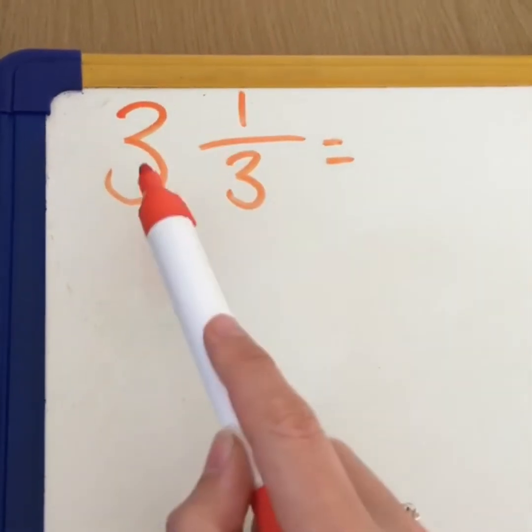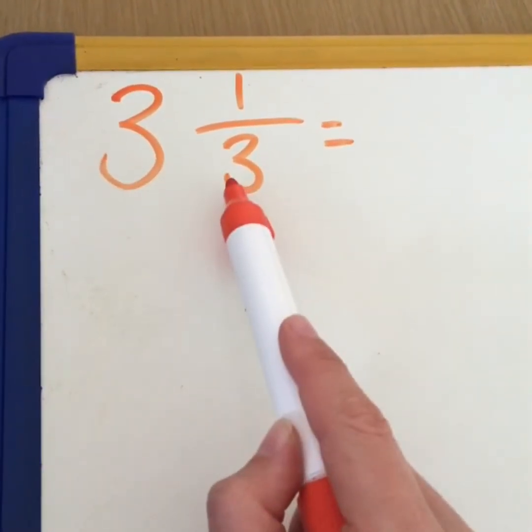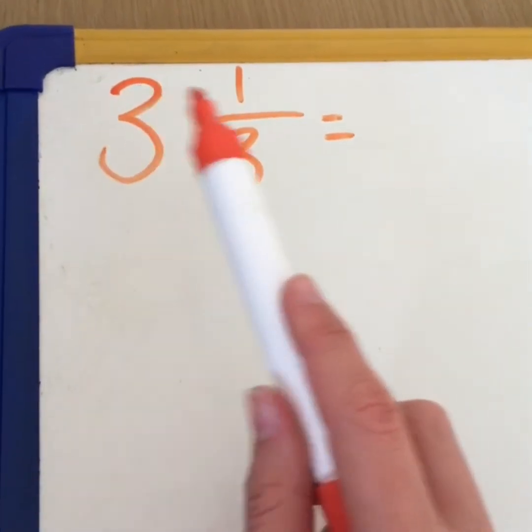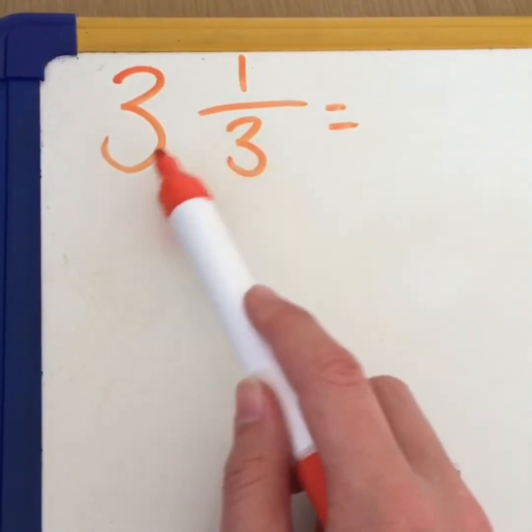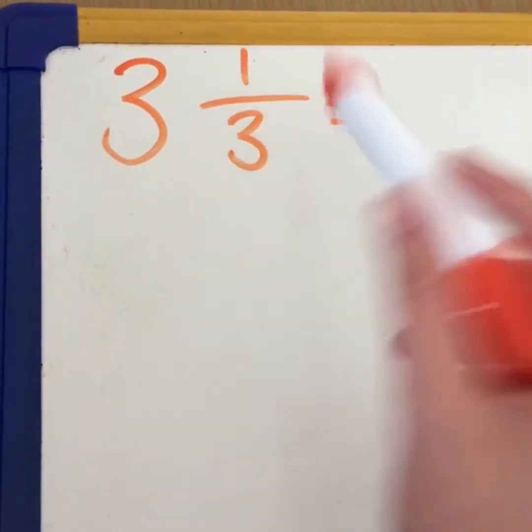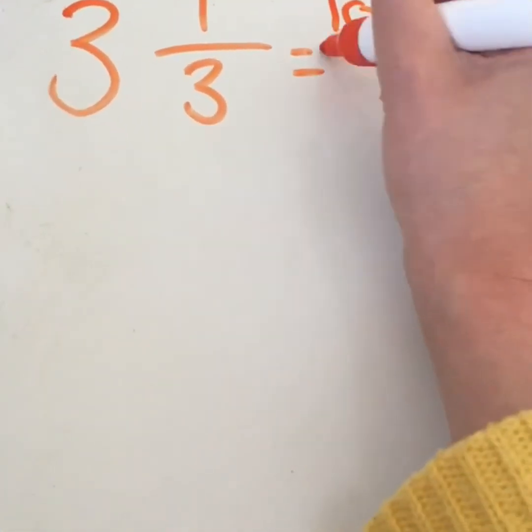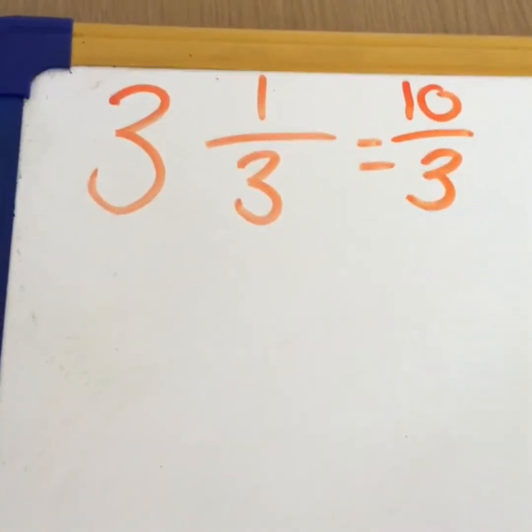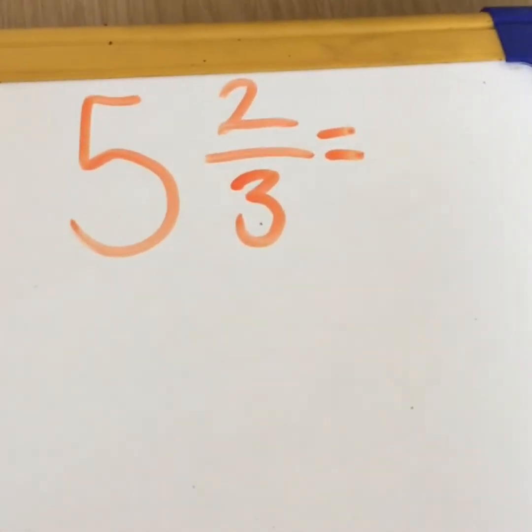If we know that 1 whole is the same as 3/3, 2 wholes would be 6/3. So 3 times 3, 3 wholes would be 9/3. Add another one. So this is equivalent to 10/3. What about if I had 5 wholes then?